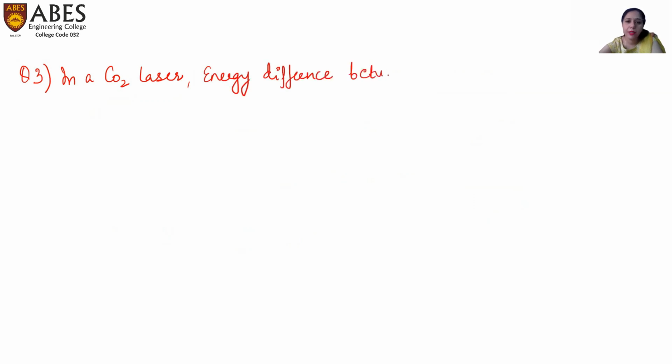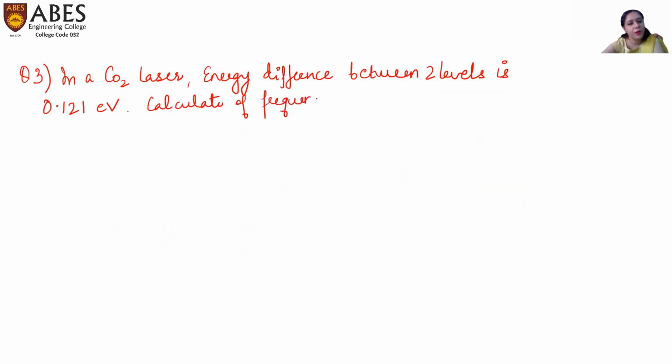Question number 3. In a CO2 laser, the energy difference between two levels is given. The energy difference between two levels is 0.121 electron volt. So this time the energy is in electron volts. We have to calculate the frequency of radiation, so we have to calculate nu.